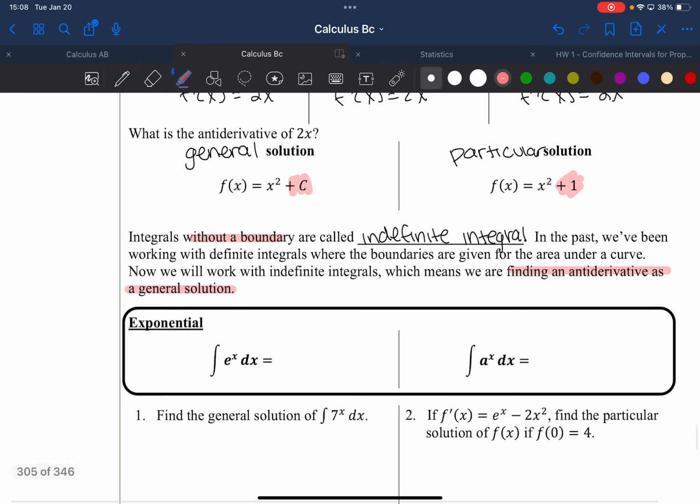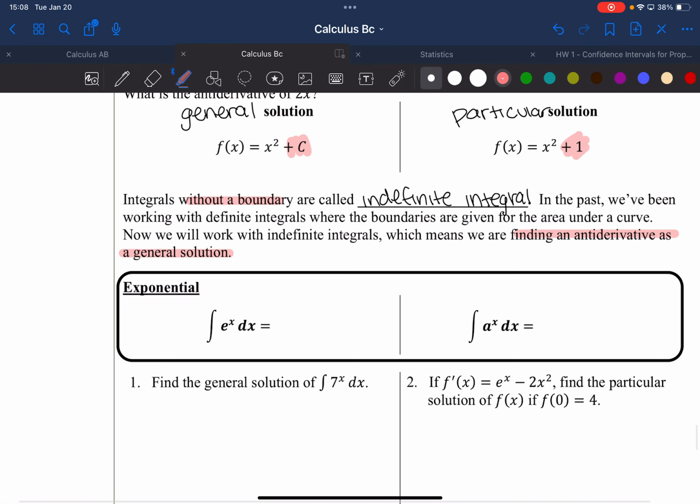So we have some more unique functions here. We have exponential. So when you're thinking back to when we learned derivatives, we know that the derivative of e to the x is what? E to the x. So what do you think the integral of e to the x is? E to the x, and then we write plus c.